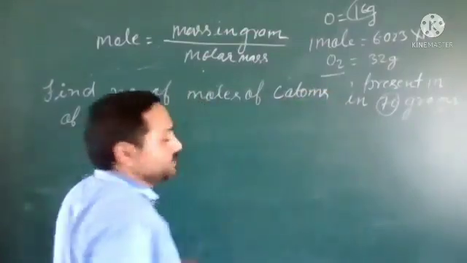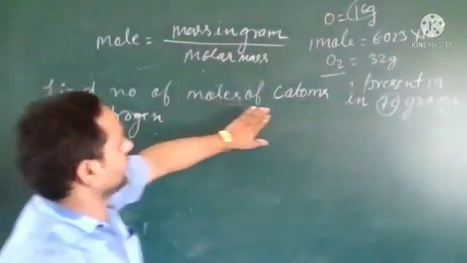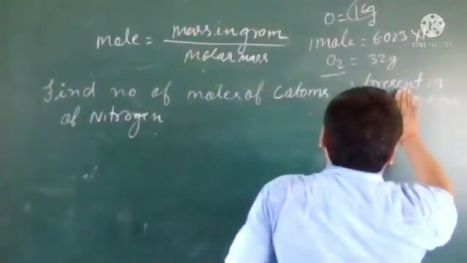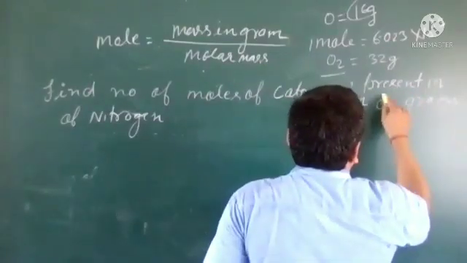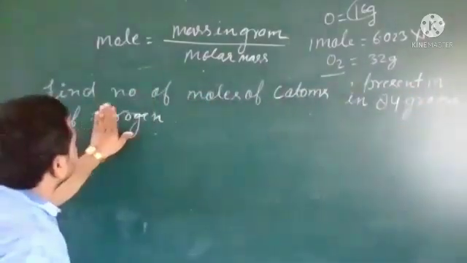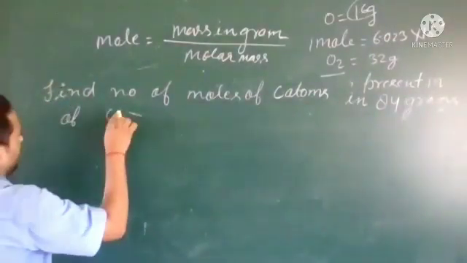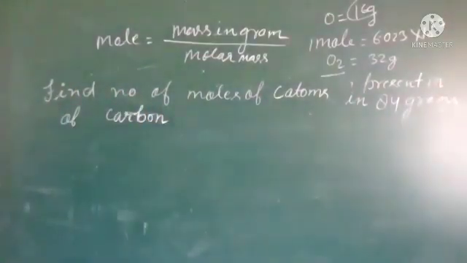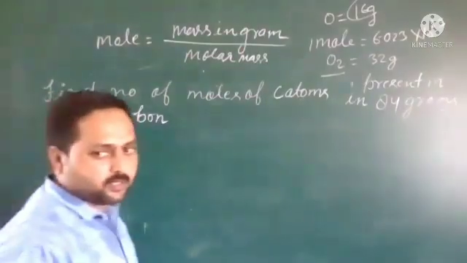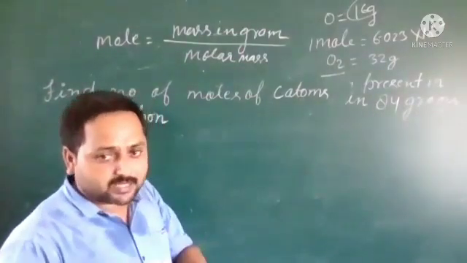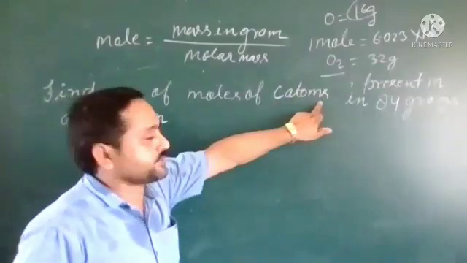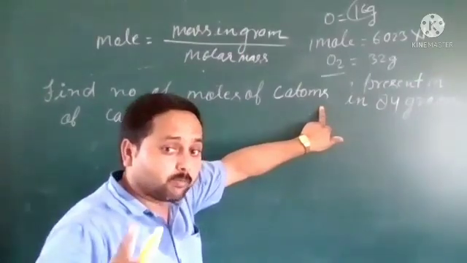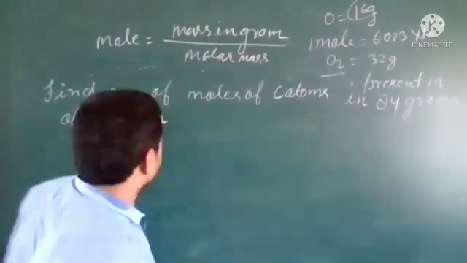Find the number of carbon atoms present in 84 grams of carbon. So what is the formula for this? Just listen to what I am asking. I am asking the number of atoms, not 7 into 6.02 into 10 to the power 23.